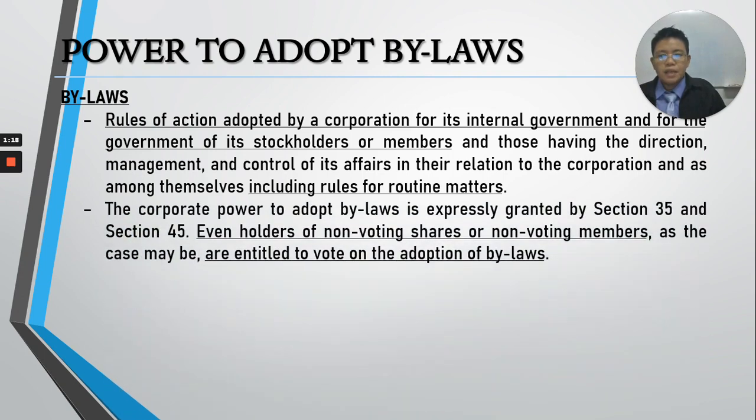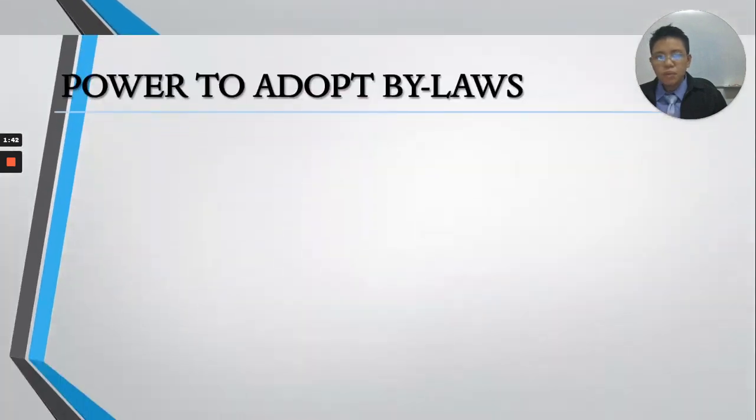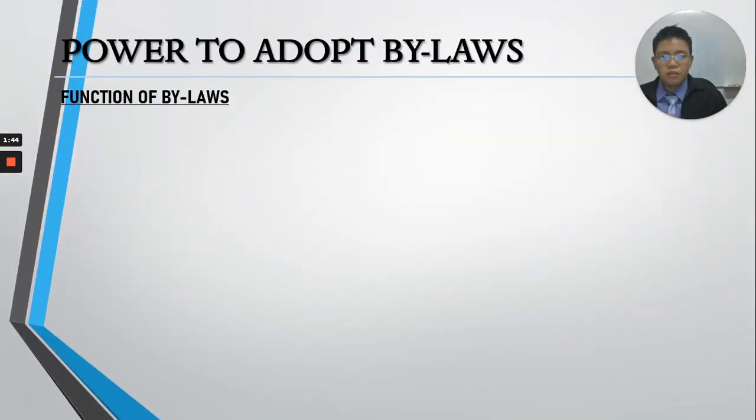So anyway, the corporate power to adopt bylaws is expressly provided for under Sections 35 and also 45. Remember that it is also an inherent power of the corporation. And with respect to the adoption of bylaws, even holders of non-voting shares or non-voting members are allowed to vote. Now anyway, the functions of bylaws, very simple, based simply on the definition. You will get also what the functions of bylaws are.